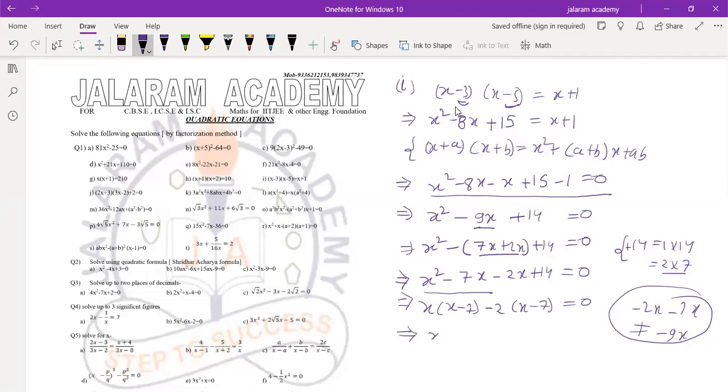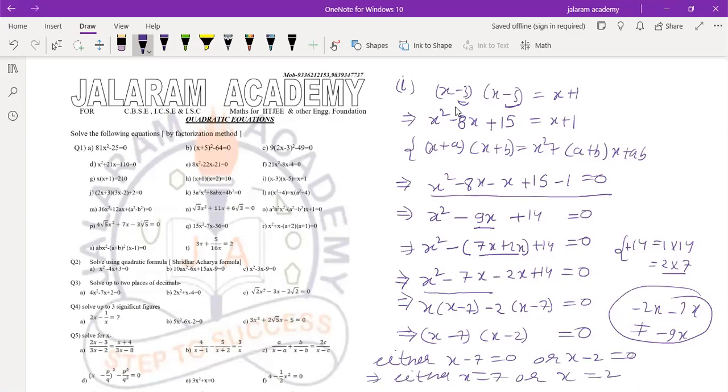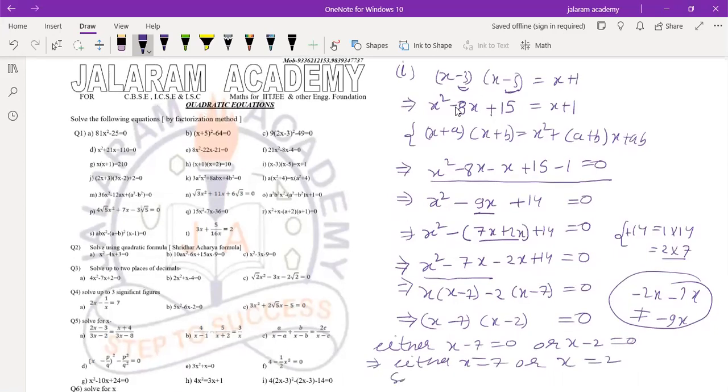It implies now (x − 7) is common in both: (x − 7)(x − 2) = 0. So either x − 7 = 0 or x − 2 = 0. It implies either x = 7 or x = 2. So the solution set for x is 2, 7. Understood everyone?